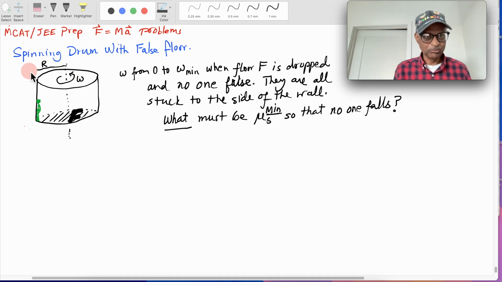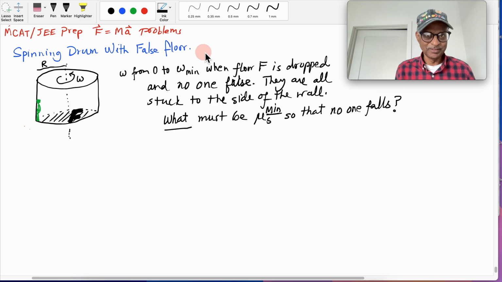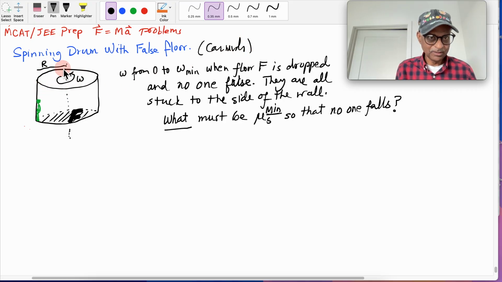So this is a standard problem. Here is a drum, and you find this problem in carnivals, so you will definitely see some carnival. Let me set it up. You walk into this drum. There may be a door here, and everybody walks in and lines up along the side. And there's a floor here, fine.